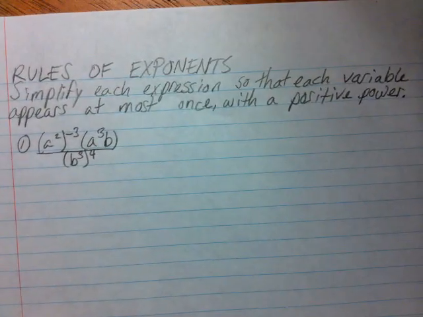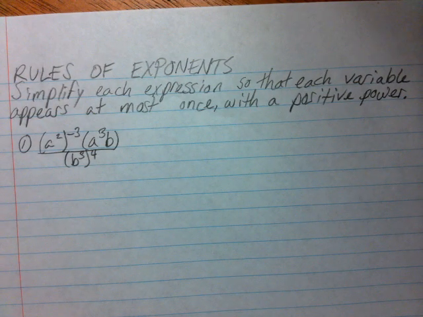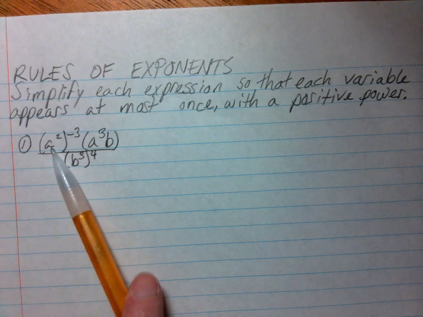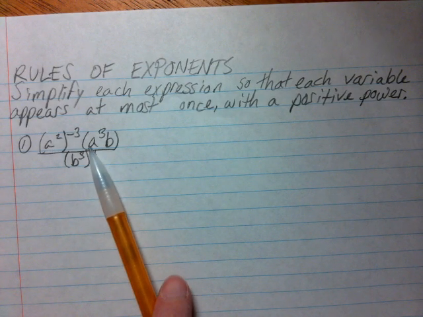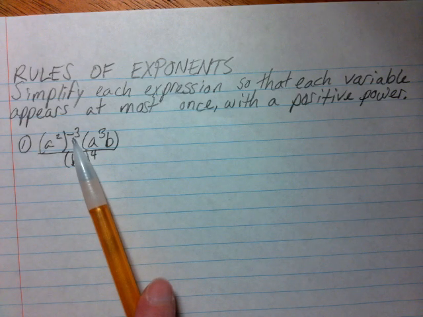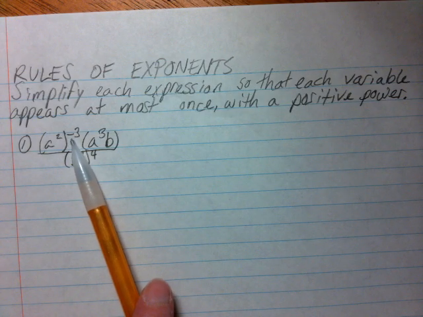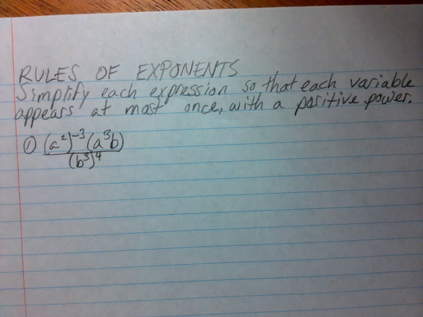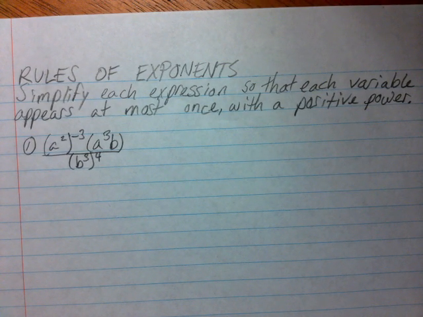Okay, let's do some problems about the rules of exponents. For these, we're going to simplify each expression so that each variable in the expression appears at most once with a positive power. So for example, in this one, we have a here and a here. I'm going to bring those a's together. And we also have this negative power here. I'm going to make it so that a has a positive power at the end and b has a positive power at the end. And that might mean I need to move them to the top or the bottom.